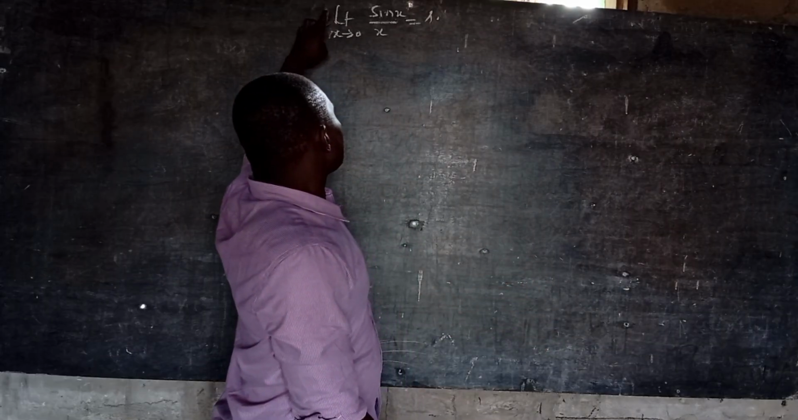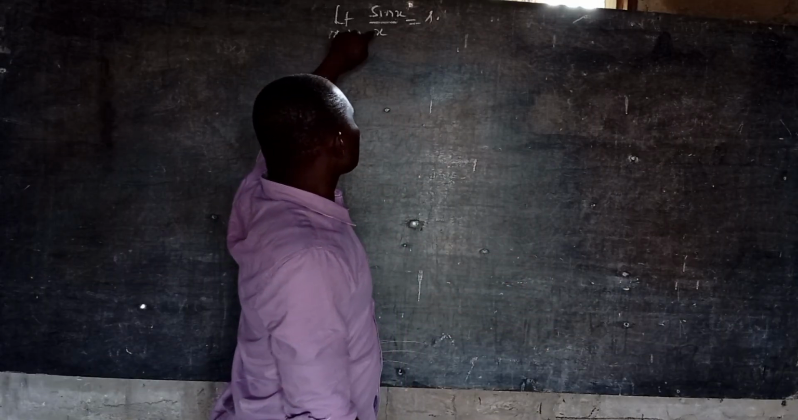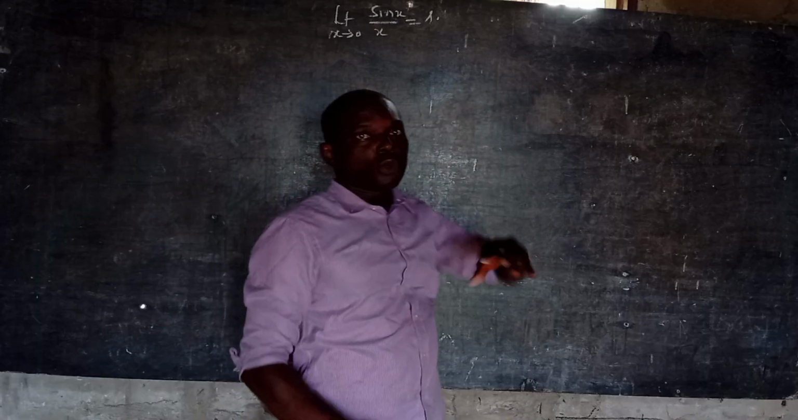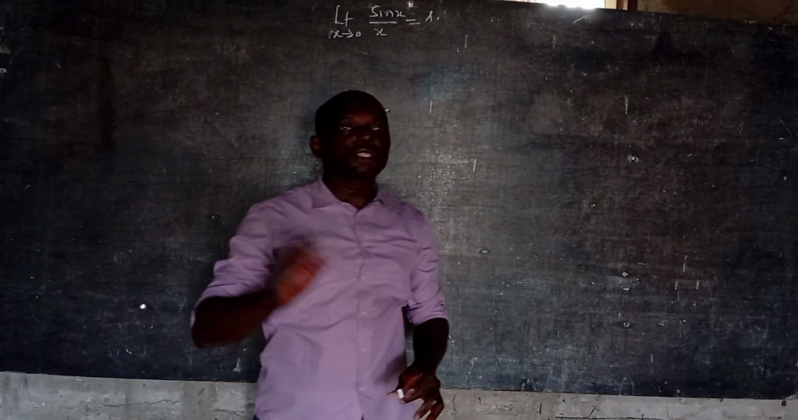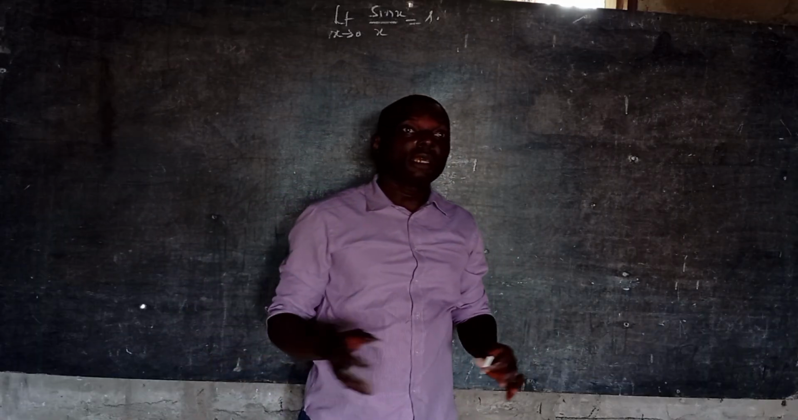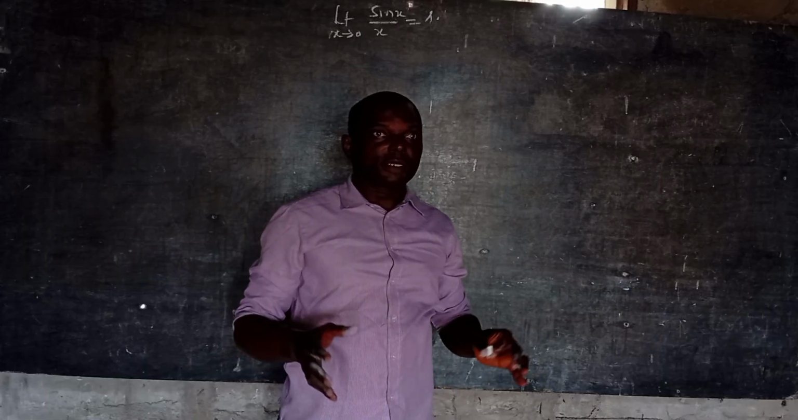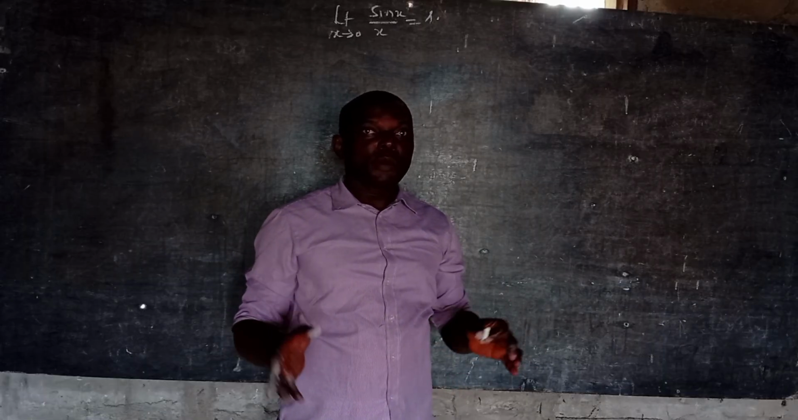Now, when you have the limit as x tends to 0 of sine x over x, it equals 1. So we're going to show why it is so by using the power series. Okay, using the power series.